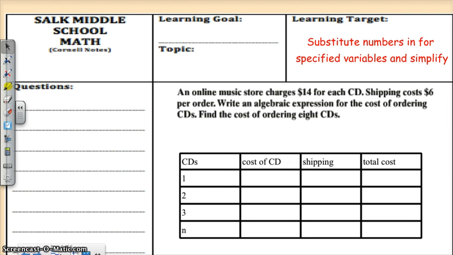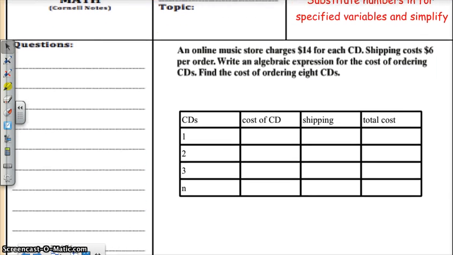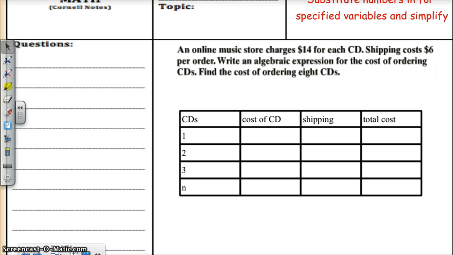Okay, the next pretty difficult concept and last concept we're going to cover is creating an algebraic expression from a table. The biggest thing you want to look at when you do a table is see what number is changing. That's what you stick the variable next to. For example, this word problem states, an online music store charges $14 for each CD. Shipping costs $6 per order. Write an algebraic expression for the cost of ordering CDs, and then find the cost.